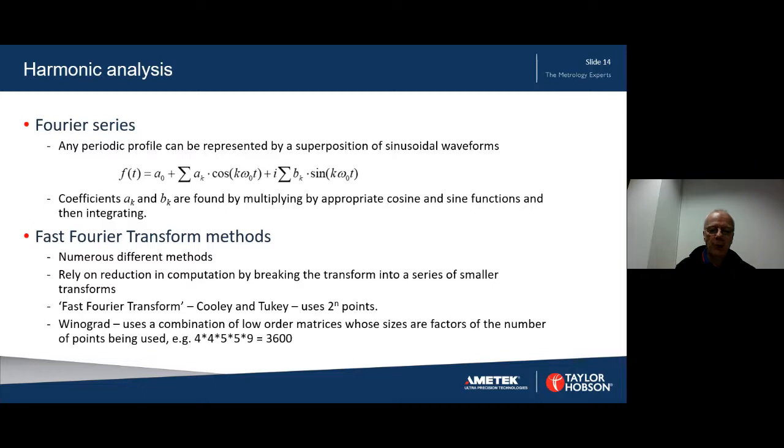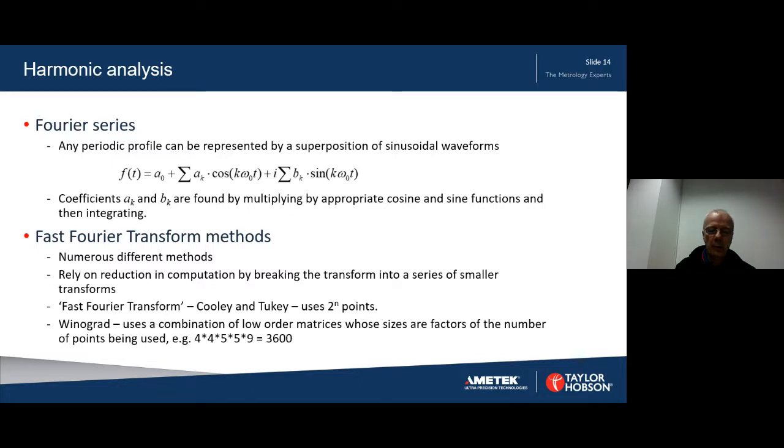The most well-known method of reducing the computation time is the method published by Cooley and Tukey in 1965, which is often referred to as the fast Fourier transform, or FFT. However, this is just one method of reducing the computation time. One of the limitations of the Cooley and Tukey method is that it relies on a dataset that is 2 to the n points long. Data that doesn't meet this criterion needs to be reduced or extended in some way in order to comply. In our Talyrond instruments, the data length is a multiple of 3,600 data points.